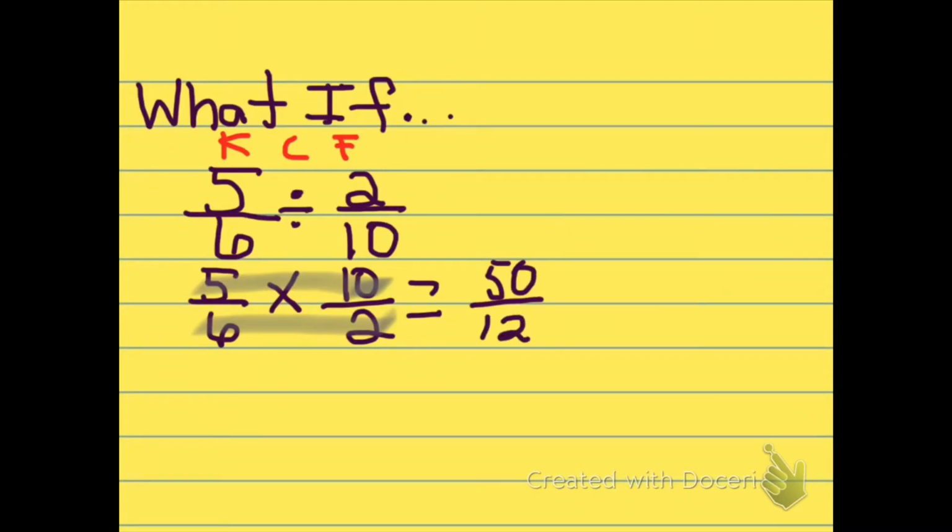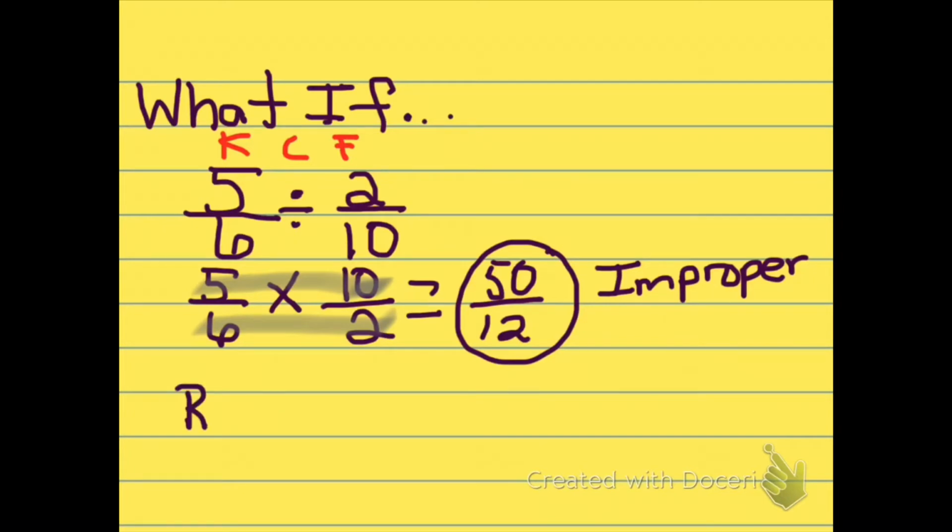50/12. Well, what kind of fraction is this? Yep, that's right. It's an improper. When you have an improper, before you can find the GCF, you must what? It starts with an R. Yep, that's right. Regroup. Which means you put the denominator on the outside of the gate. Put the 50 inside.